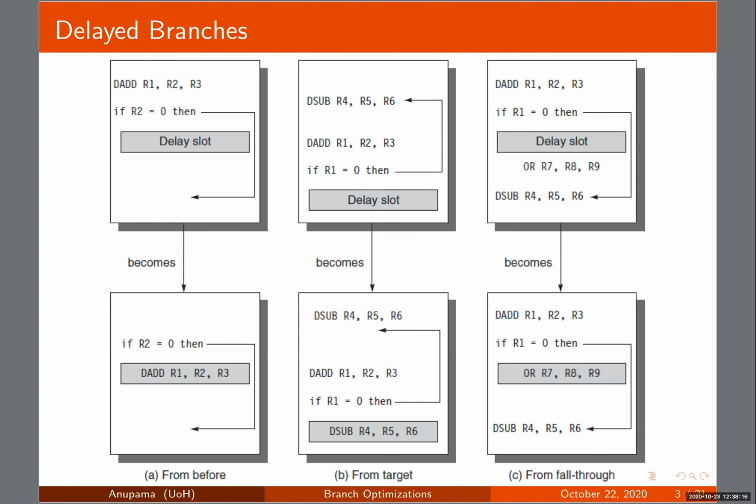If that is not true, then we will be executing an instruction which is in the fall through or in the taken part of the branch. And if that prediction is not correct, then that instruction has to be converted into a no-op, essentially resulting in lost work. So, as long as we find an instruction before the branch that can be moved to the delay slot, it is the best option that we have, right?